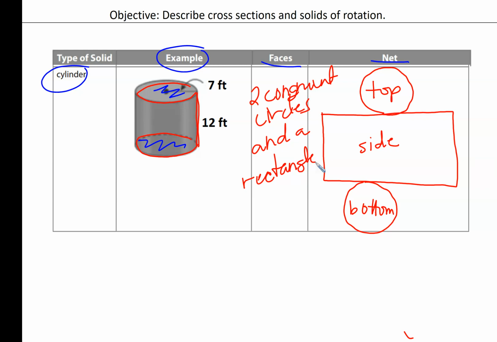All right, so that finishes this part of the lesson. And in the previous part, we did our cross sections and solids of rotation. So in the next lesson, we are going to start talking about calculating surface area of our solids. Have a great day.